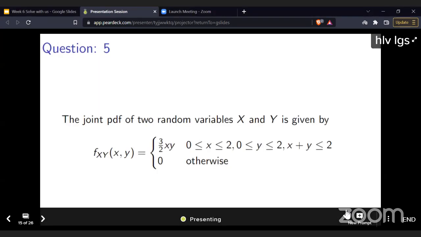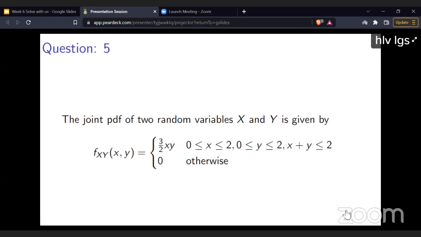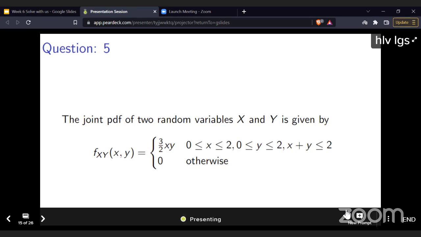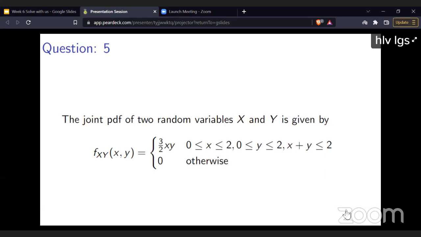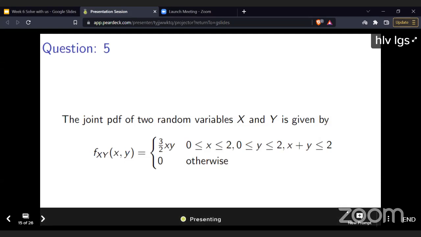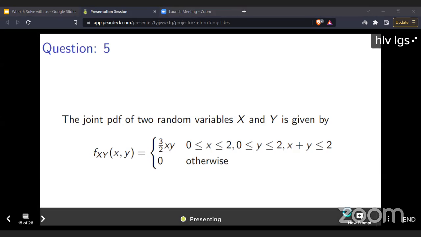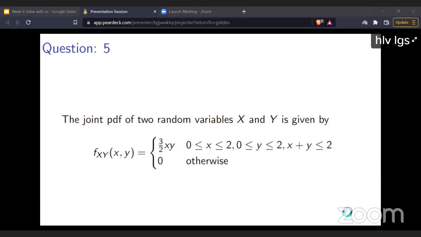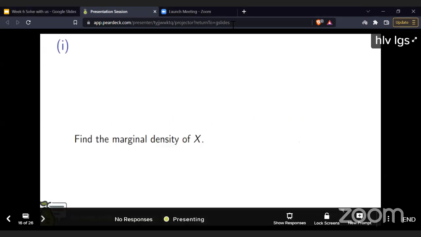All right. So the problem is, the joint PDF of two random variables X and Y is given to you, and it is defined as 3/2 xy for x lying between 0 to 2, y lying between 0 to 2, and x plus y less than or equal to 2. Otherwise, it is defined as 0. Okay, so the first question was, find the marginal density of x.